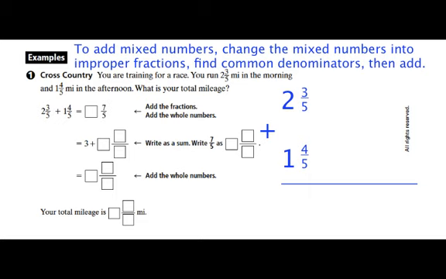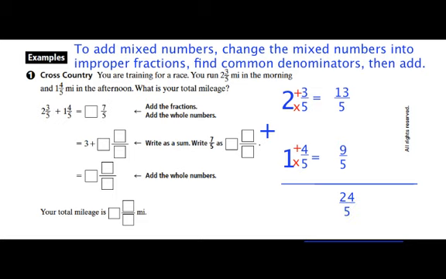2 3/5, we're going to change that to an improper fraction, we're going to take 5 times 2 and add 3. Well, 5 times 2 is 10, plus 3 is 13. So we get 13/5. For 1 4/5, again, 5 times 1 plus 4. 5 times 1 is 5, plus 4 is 9, so you have 9/5. 13/5 plus 9/5 is 24/5.